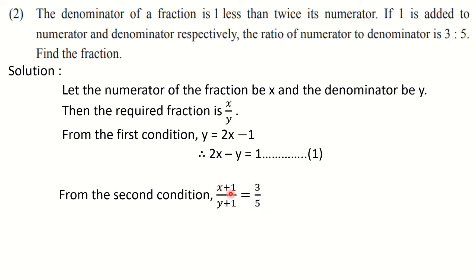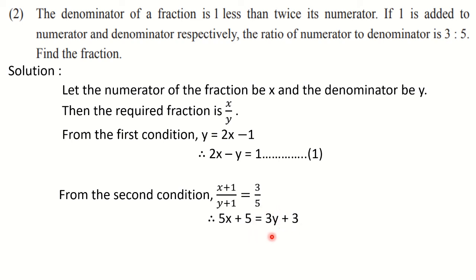Now we have to solve this to get the second equation. So go for cross multiplication. Okay. So what you will get here? 5x plus 5. And when you multiply here, what you will get? 3y plus 3. So what we will get? 5x plus 5 is equal to 3y plus 3. Now let us convert it to standard form.